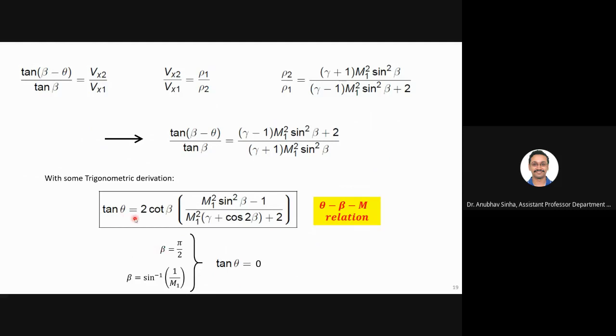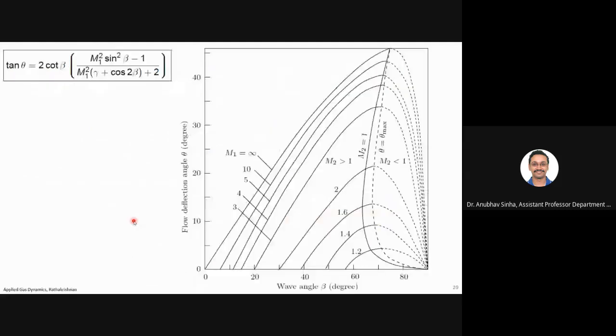Now let us have a look at how this varies on a plot. Let us look at a graphical plot of how these angles are related. If I draw this equation for different M1 values, your x-axis is the wave angle beta and y-axis is theta. For different beta and different Mach numbers, you see the plots; this is the value of theta.